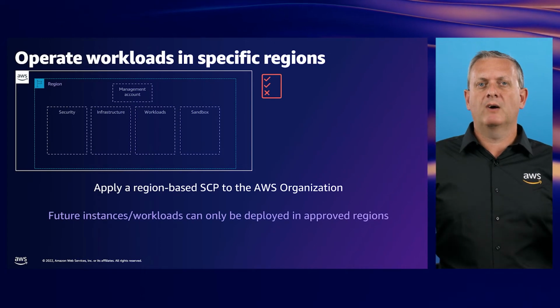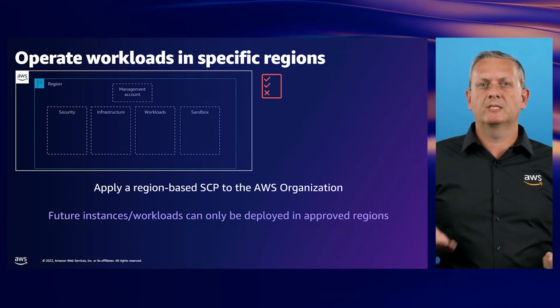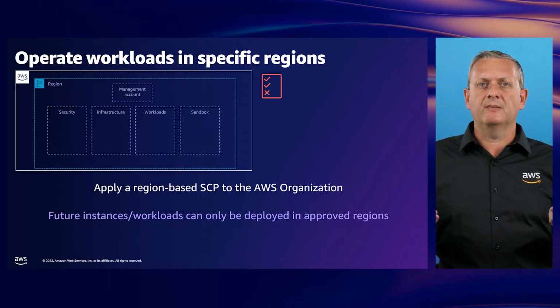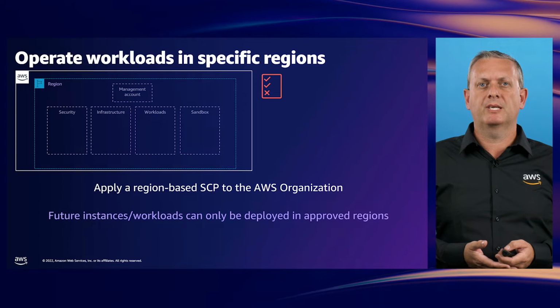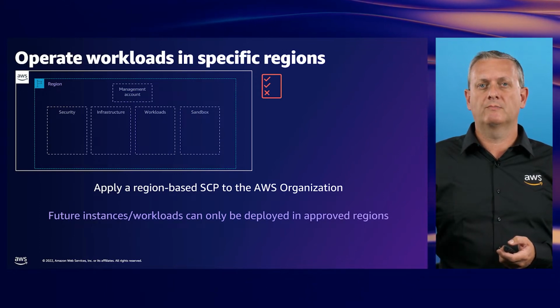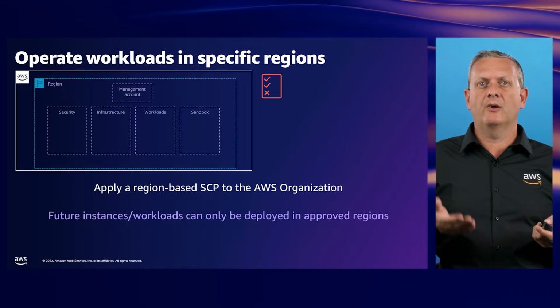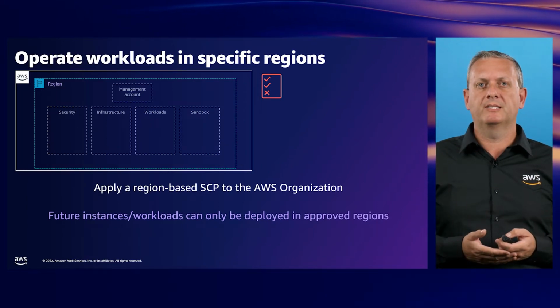You may need to build an environment that will only permit operating workloads in a specific region. To accomplish this, you will create an SCP that defines which regions are available for AWS accounts to host resources and workloads. This means that any account in the organisation can deploy services only in the specified regions defined in the SCP.